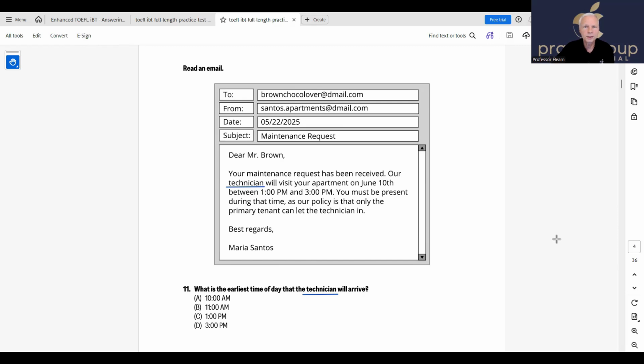Now, what does this sentence say about the earliest time the technician will arrive? Between 1 and 3 p.m. Well, the earliest time, of course, is 1 p.m. Now, all that's left is to look at our choices and eliminate the 3 choices that are not like the information in the passage. We can eliminate A, B, and D, and of course, choice C is 1 p.m. Therefore, choice C is the answer.